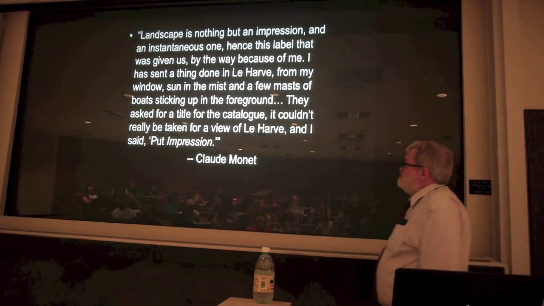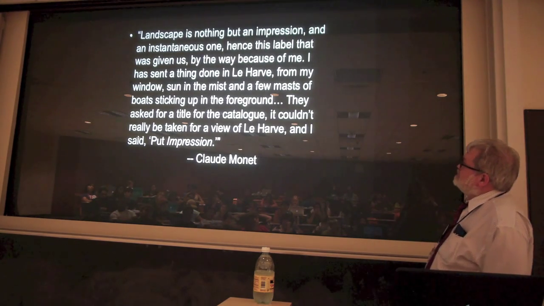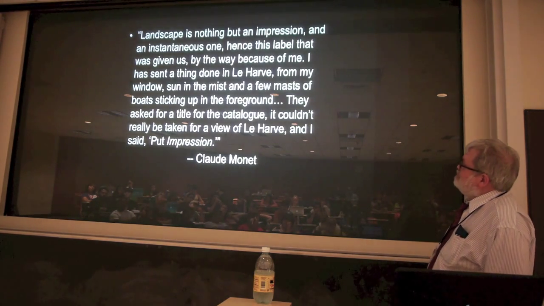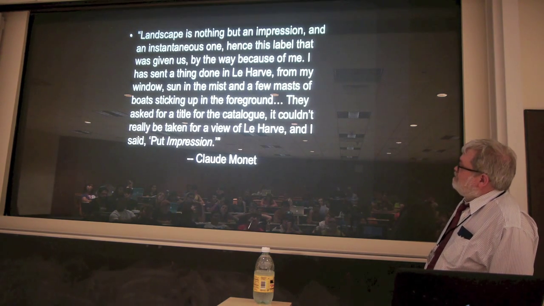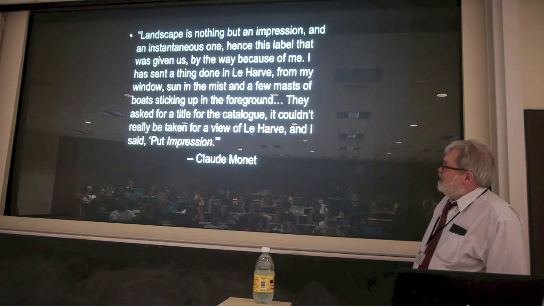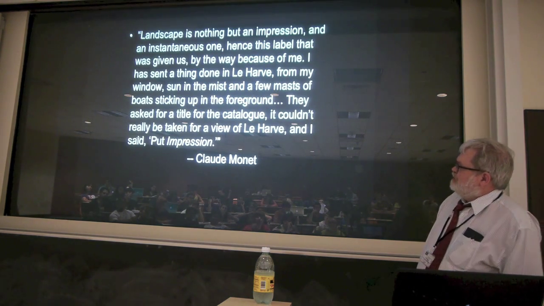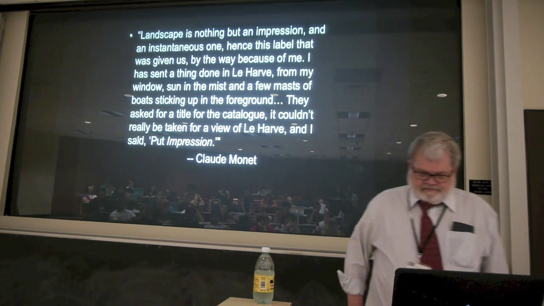Monet wrote about this at the time. His landscape is nothing but an impression, an instantaneous one, hence the label that was given to us, by the way, because of me. I sent a thing done in Le Havre from my window, sun in the mist, and a few masts of boats sticking up in the foreground. They asked for a title for the catalog. It couldn't really be taken as a view of Le Havre, and I said, put impression.